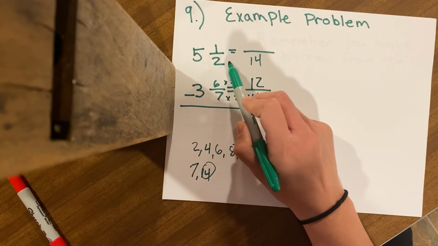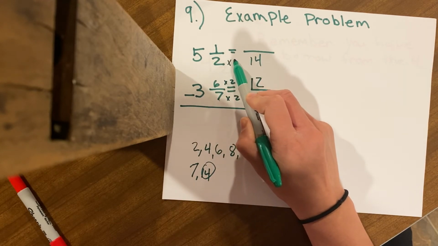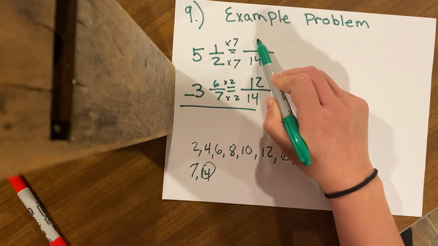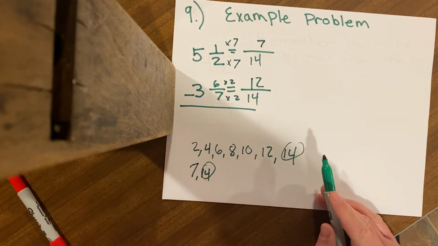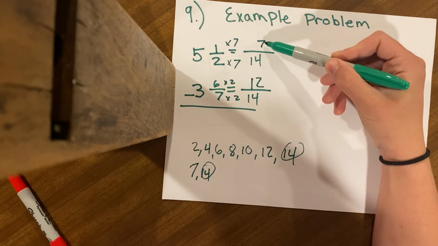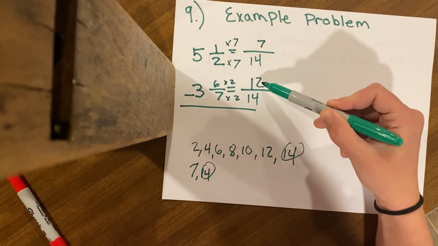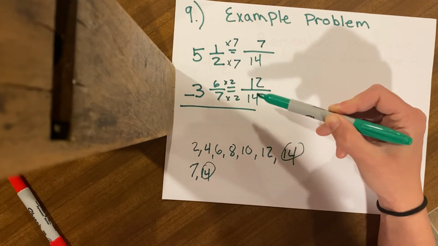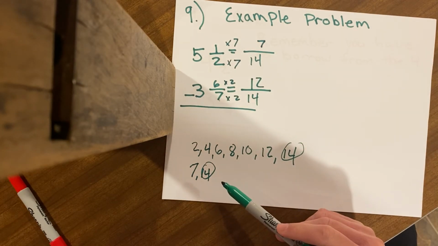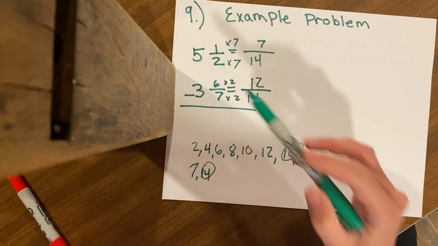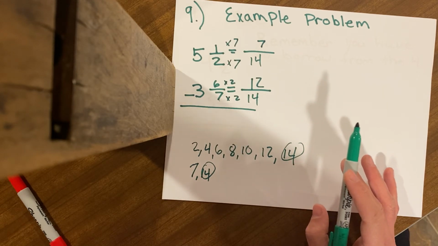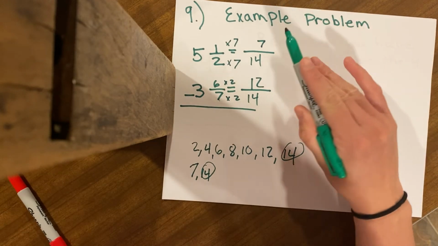2, how do we get to 14? Times 7. 1 times 7 is 7. Okay, so now what we've gotten so far is 7/14 minus 12/14. And we can't forget about our whole numbers, 5 and 3. Yes, 5 and 3.